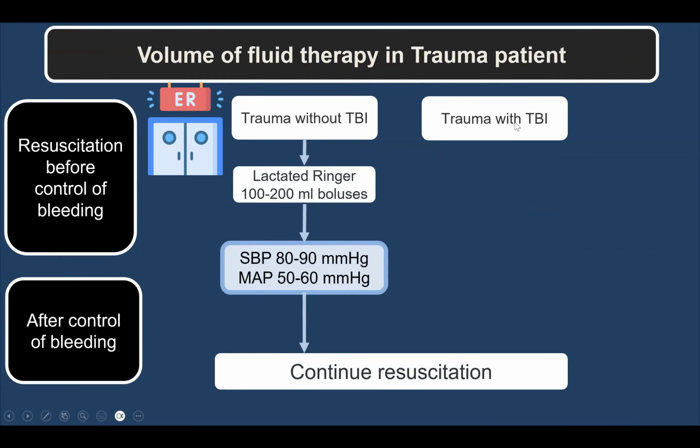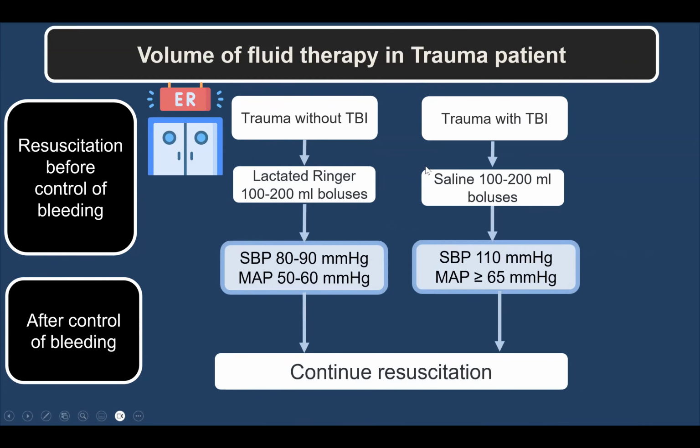But in trauma patients with traumatic brain injury, we give the same amount of fluid, but with saline, not with lactated Ringer. And we target a systolic blood pressure a bit higher than 80 to 90, which is 110 millimeters of mercury. Then after bleeding is controlled, we continue the resuscitation.